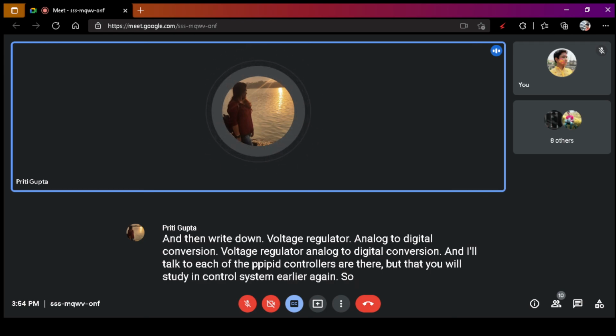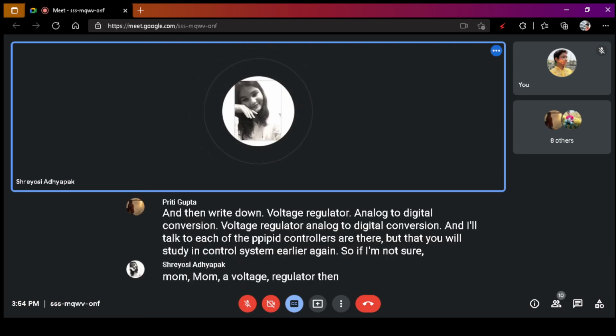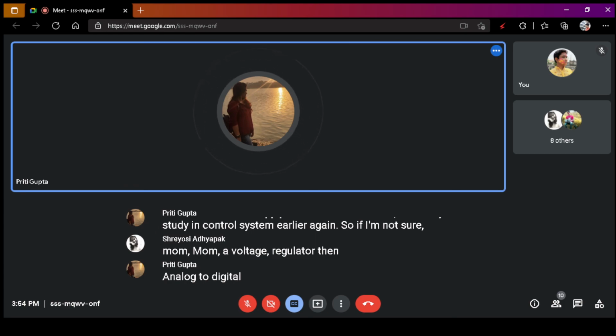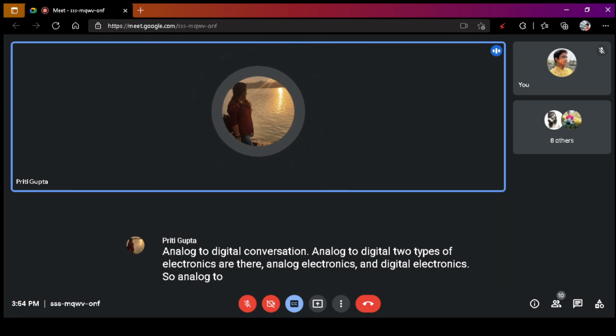Then voltage regulator, and analog to digital conversion. Two types of electronics are there, na? Analog electronics and digital electronics. So analog to digital conversion, this one we will do.